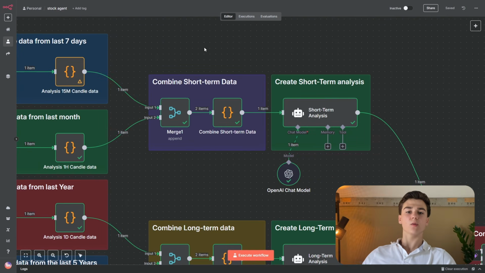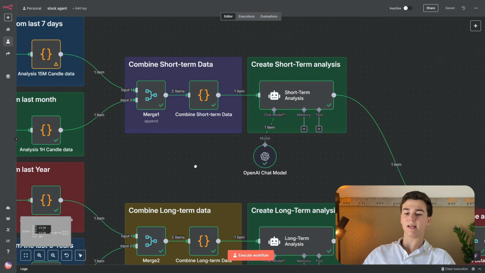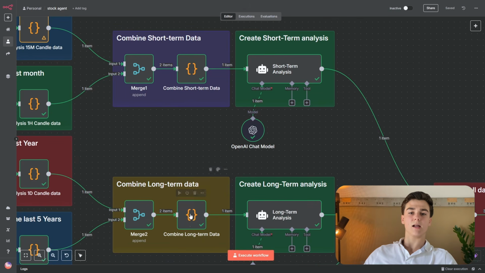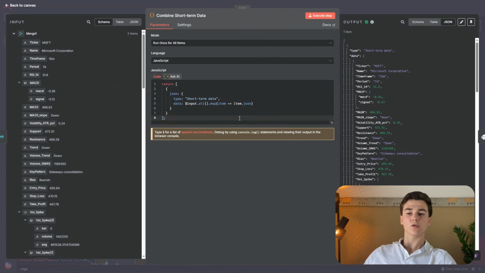After the merge node, we will send the data to a code node. In this code node, we're going to add short-term data to all of the data that we have just combined. This is needed because we have now structured it in a proper way, and afterwards we will also combine the data with the long term, and then we have to know where the data is from. So if we do this with the short-term data, we know that this data is from the short term, and then we also know later on that the data is from the long term. So in the code script, we will do type short-term data.